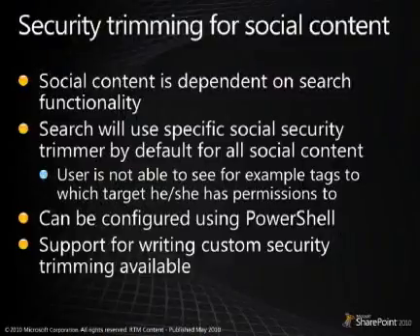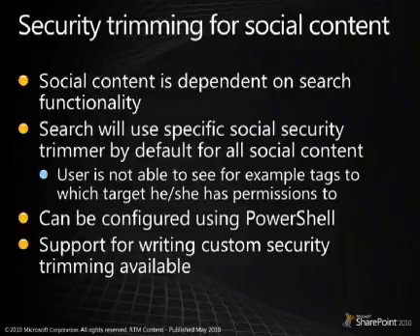Social information and functionalities are heavily dependent on the search functionality, and during crawl time a specific security trimming is applied so that users are not able to see tags which are created for information she or he does not have access to. Security trimming can be configured using PowerShell and is enabled by default. You can also write a custom security trimmer if you need to create security trimming for information outside of SharePoint.